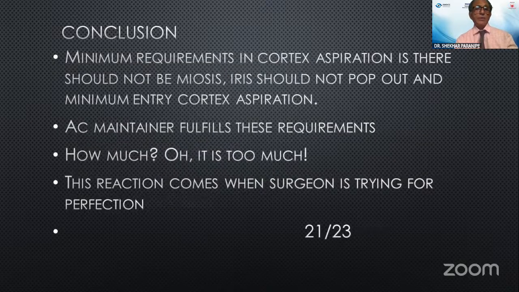So in conclusion, the minimal requirement in cortical aspiration is that there should not be miosis, the iris should not pop out in between, and there should be minimum entry for cortex aspiration into the anterior chamber. If you have seen my 2, 3, 4 videos, then you will realize that there was absolutely no miosis, absolutely no chance of the iris popping out, and there was only single entry cortical aspiration. The AC maintainer fulfills this requirement.